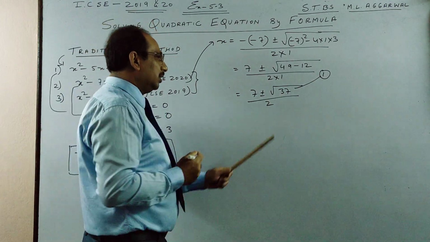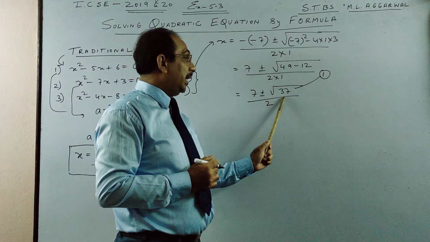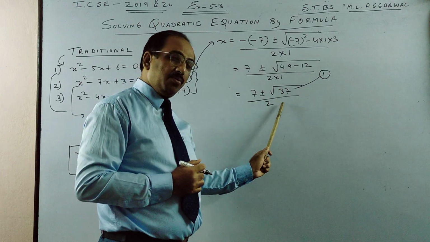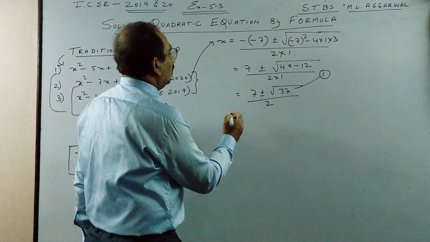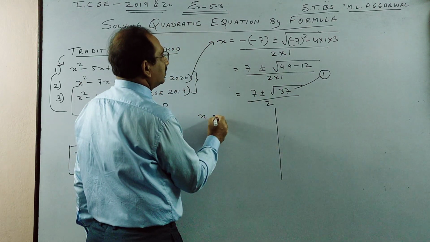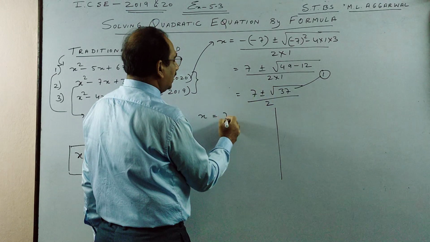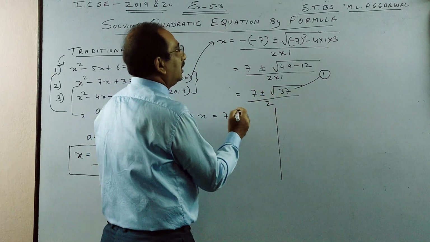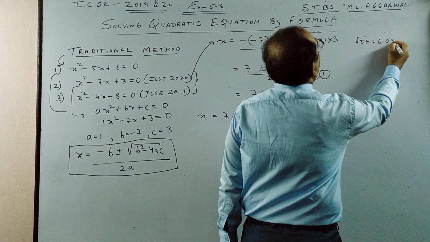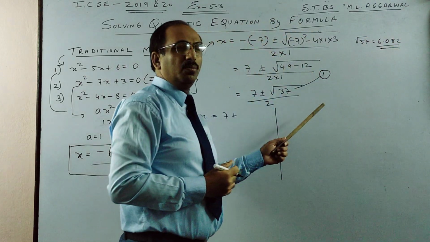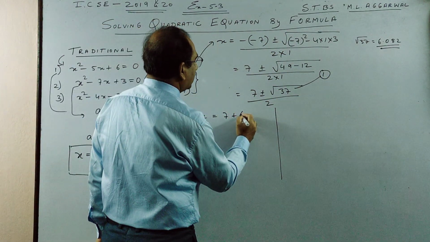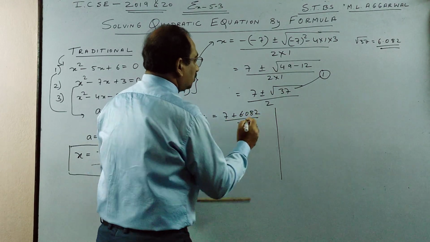So next, this you can get by table also and by traditional finding square root. So you can use table also, children, which I will teach you later on. So what we have here, we divide it into two parts. X, first I will take one sign, 7 plus, and root 37 is 6.082. So this you do by traditional method or by table. 6.082 by 2. So there are two answers, children.